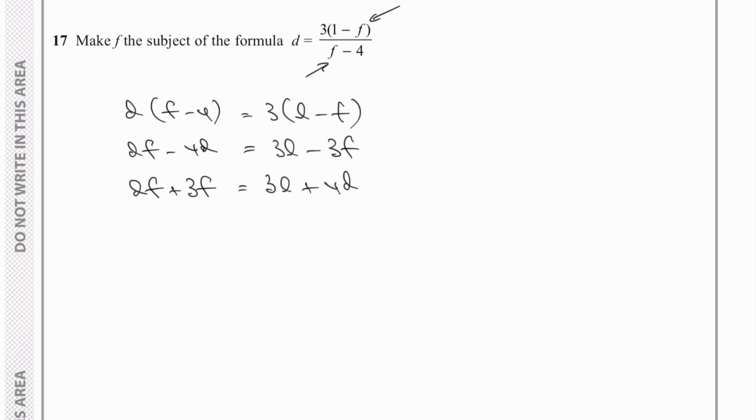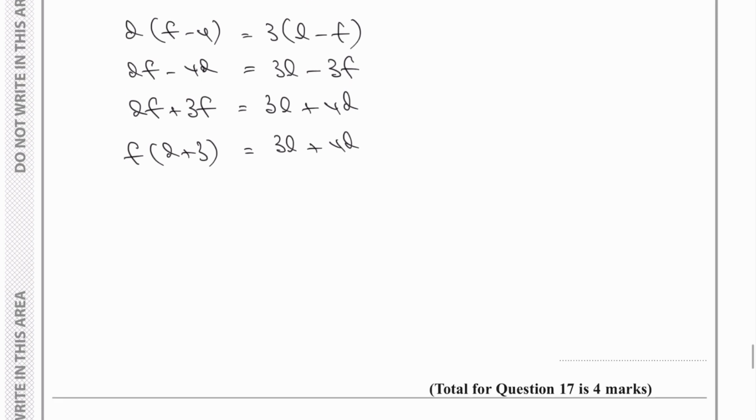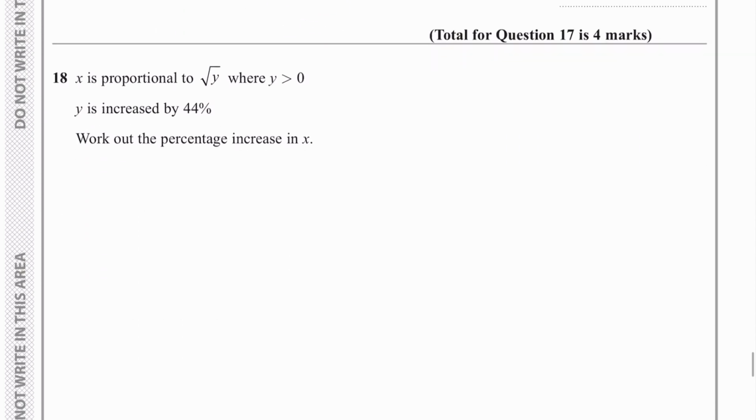Okay, and then really the easiest way of dealing with this is to factorize for F. So I get F brackets D plus 3, and that equals again 3L plus 4D, and then I'm going to divide through by D plus 3, and I get F, which is the subject of the formula, is going to be 3L plus 4D, all divided by D plus 3, and that would be the answer to question number 17. Okay, hopefully that's all right. Let's move on then to question number 18.